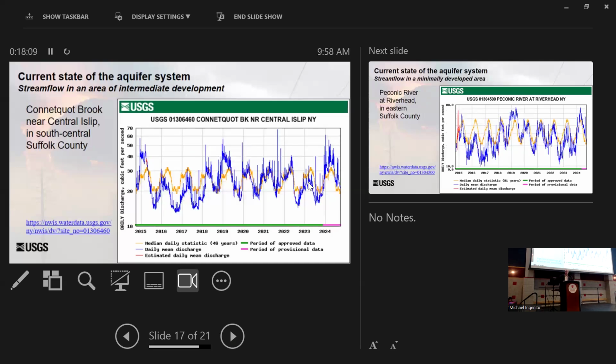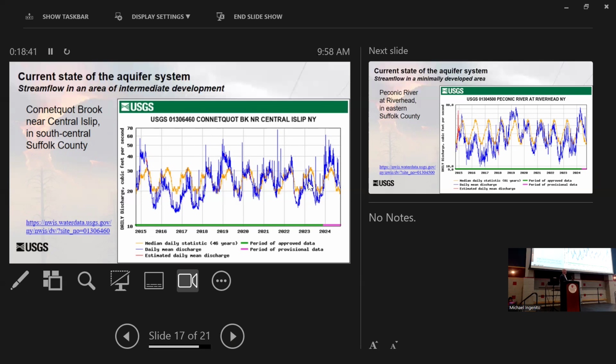Moving a little bit east into an area of intermediate development. And so now we're showing the Connecticut Brook in south central Suffolk County. And so we're starting to see a pattern that now mimics what we see in the water table a little bit more closely. We see that multi-year decline in the late teens. We see the above normal conditions around 2020, normal conditions through the early 20s, 22, 23 decline, above normal conditions in 24, and getting back down toward normal late 24.